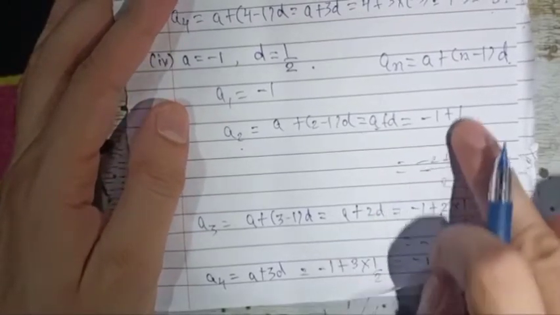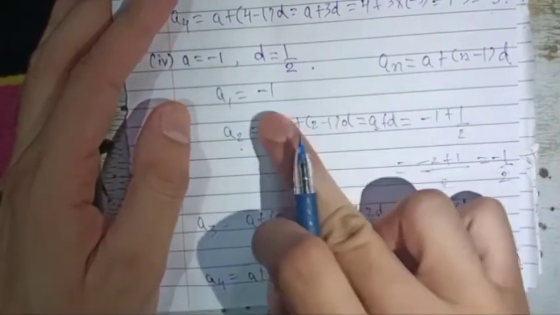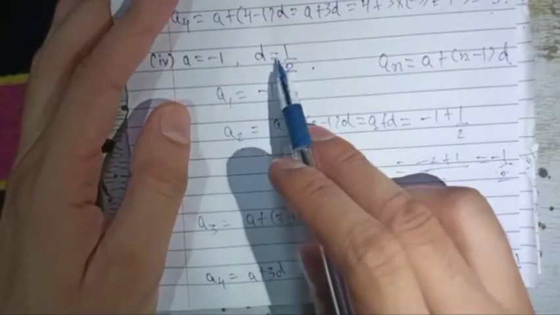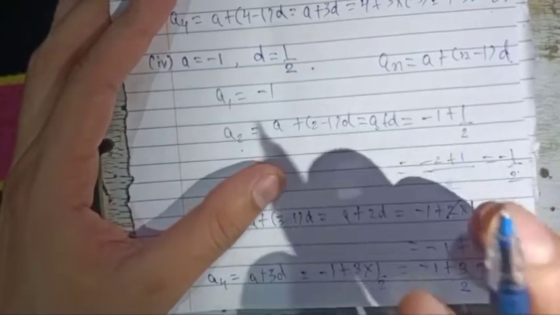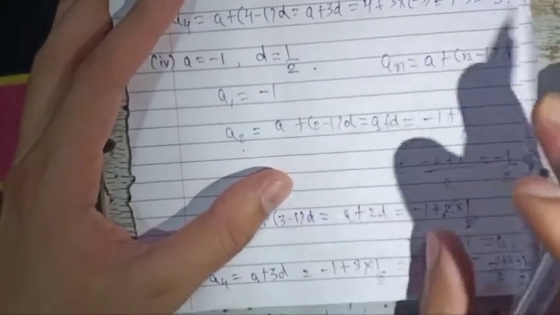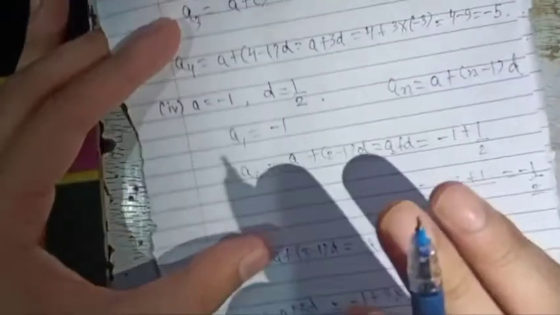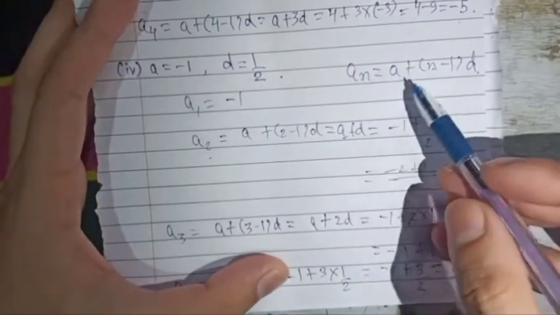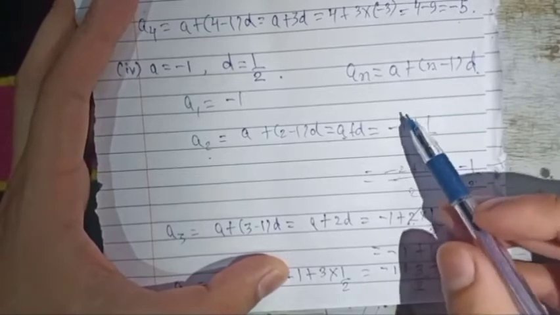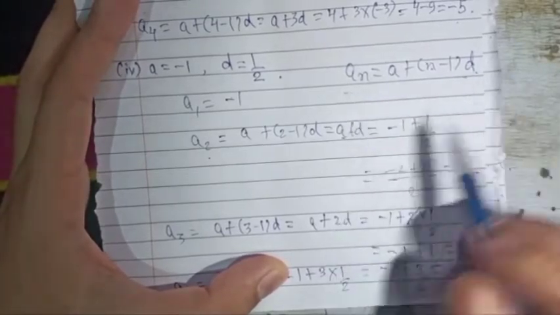So in this way, by using this formula, if you have a first term and a common difference, you can easily obtain as many terms as you want. Suppose you want to obtain 5 terms, you can obtain 5 terms, 6 terms, 7 terms, any term of the AP you can easily obtain using the formula of the nth term, this one.